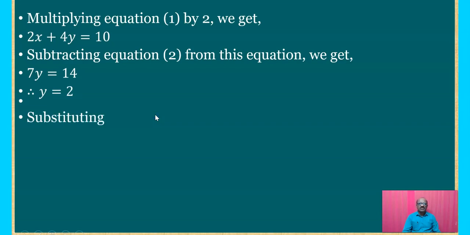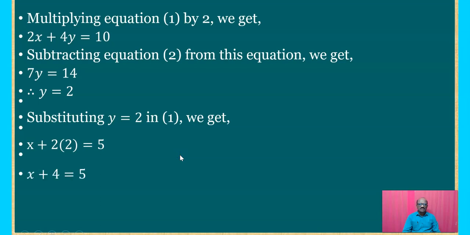Therefore, substitute the value of y in equation number 1. Then you will get x plus 2 into 2 is equal to 5. Therefore, x plus 4 is equal to 5. x is equal to 1. And hence, the solution set is x is equal to 1, y is equal to 2.